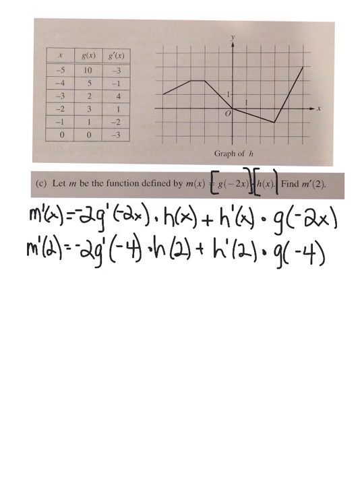So let's keep going with this. So I've got -2. Now I want to find g prime of -4. Look up there and see what you get. What's g prime of -4? So here's g prime, there's -4, so it's -1. So we've got -1 here.